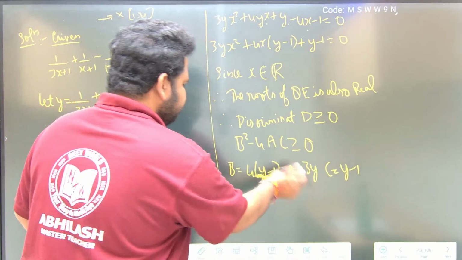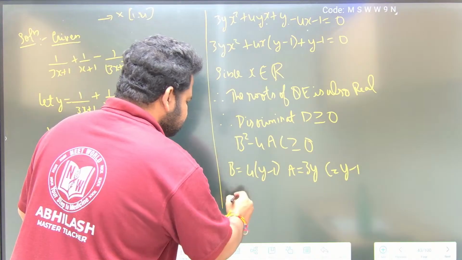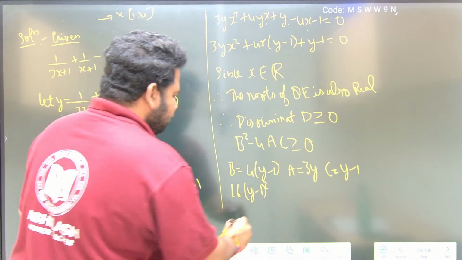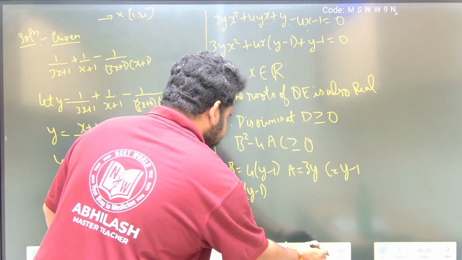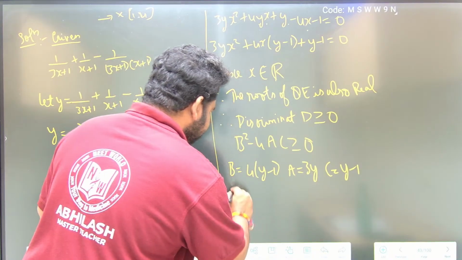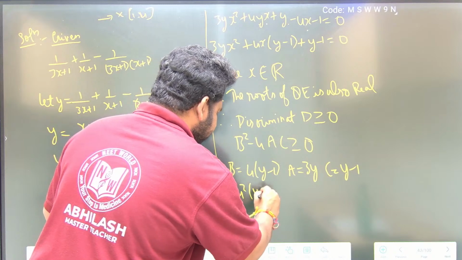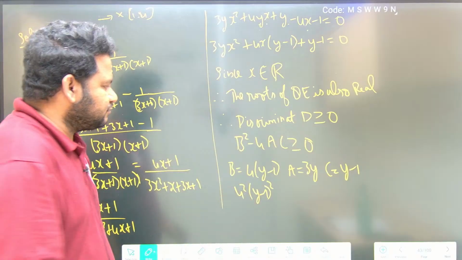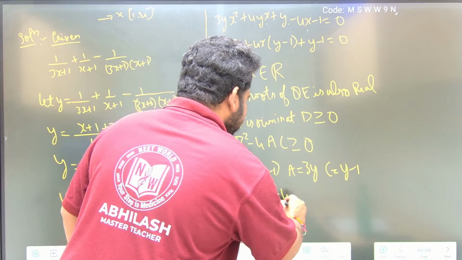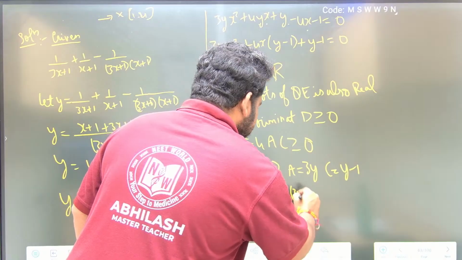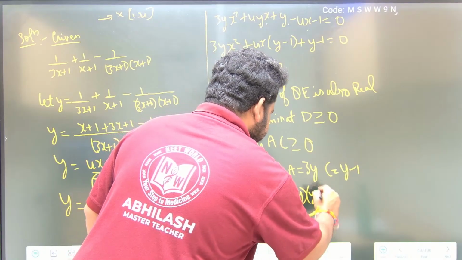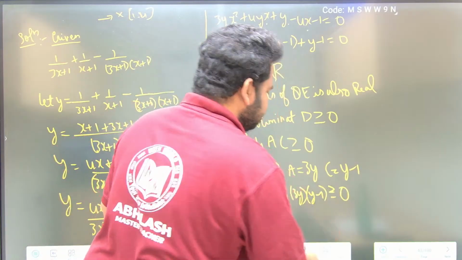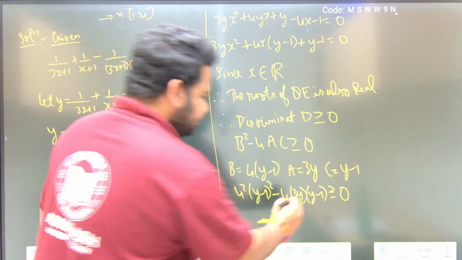Now b square minus 4ac, let us do it. b square is 16 into y minus 1 whole square. Let me take 4 square common: 4 square into y minus 1 whole square, minus 4ac. 4 into a, which is 3y, into c, which is y minus 1. This should not be 0; it should be greater than or equal to 0.